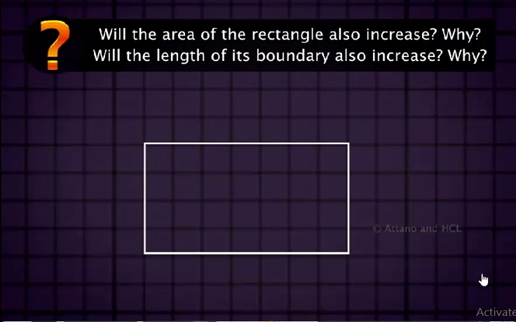Here's a rectangle. Its area is equal to 20 squares. Let's make the rectangle bigger. Will the area of the rectangle also increase? Why? Will the length of its boundary also increase? Why?